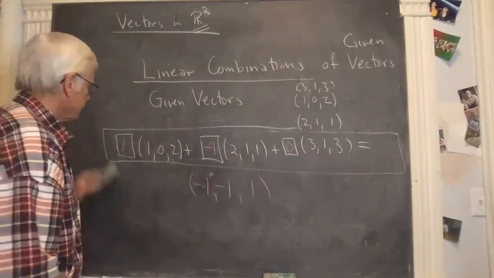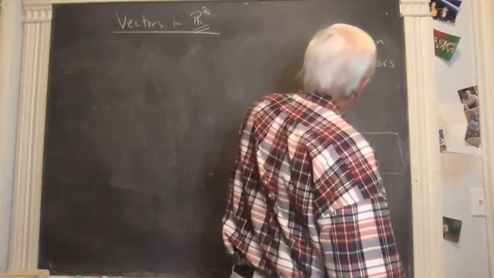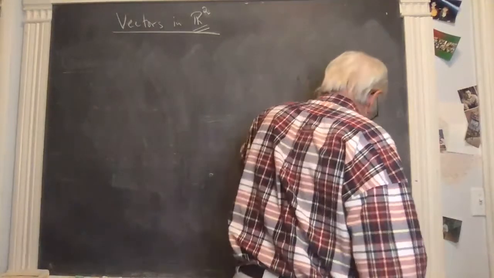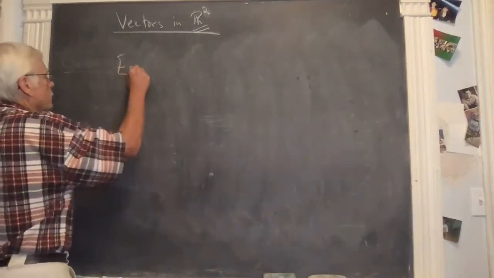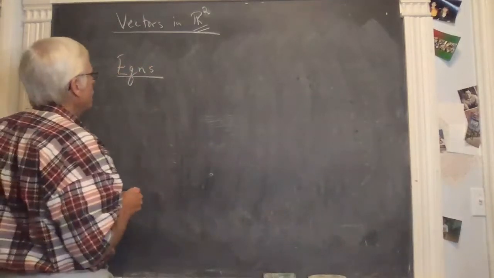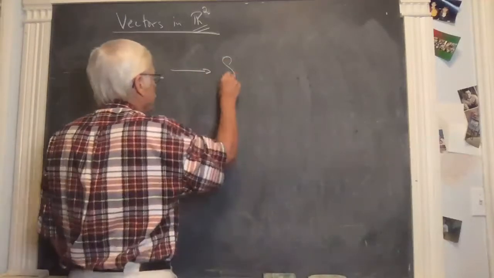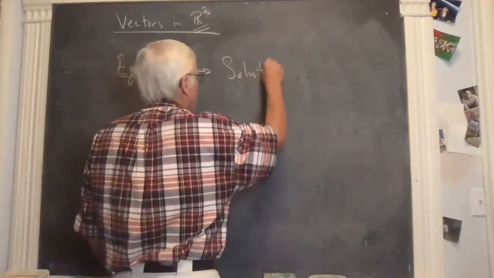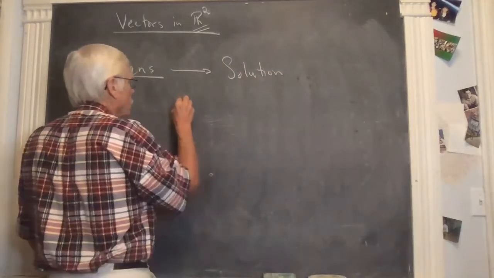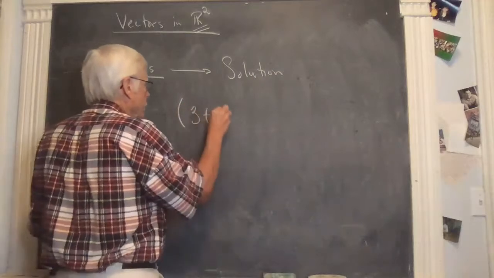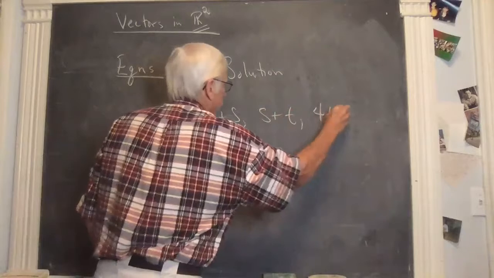Now, one other thing I wanted to point out here is that when we've been doing solutions to a system of equations, we begin with equations, and from that system of equations, we get a solution. And our solution has a number of forms. So for example, a form might be 3t plus s, s plus t, 4t minus s.